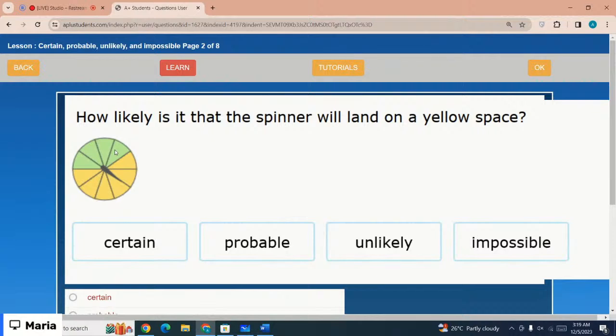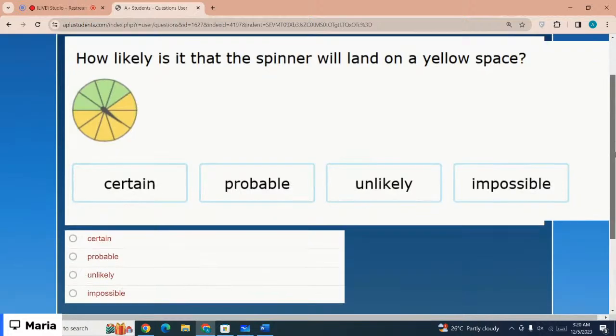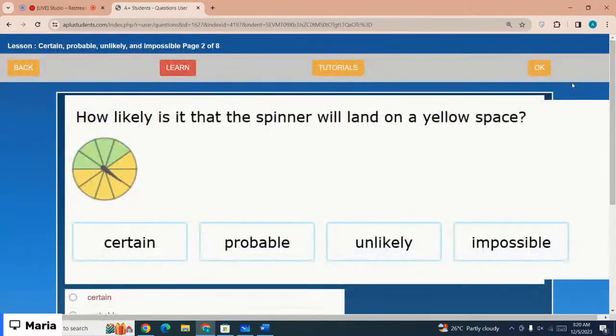So it is probable, right? When you have more of the color, that would be probable, and when you have less of the color, it will be unlikely. So it is probable it will land on yellow. That means you have more chances it will land on yellow, right? The correct option is probable. No chances is impossible, all the chances is certain, more chances is probable, and less chances is unlikely. The correct option is probable.